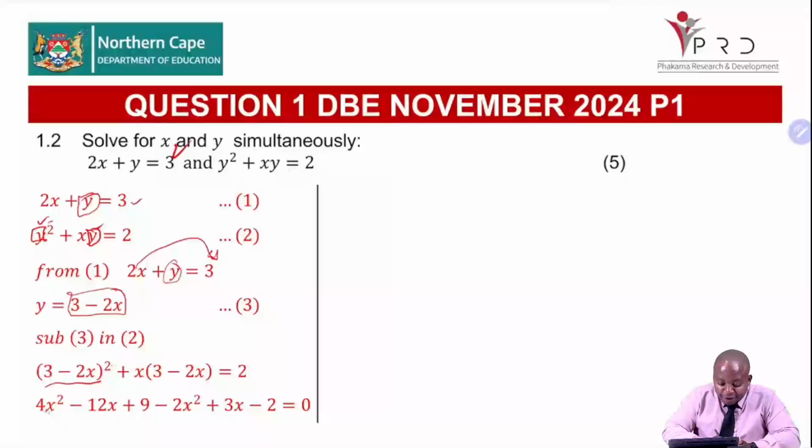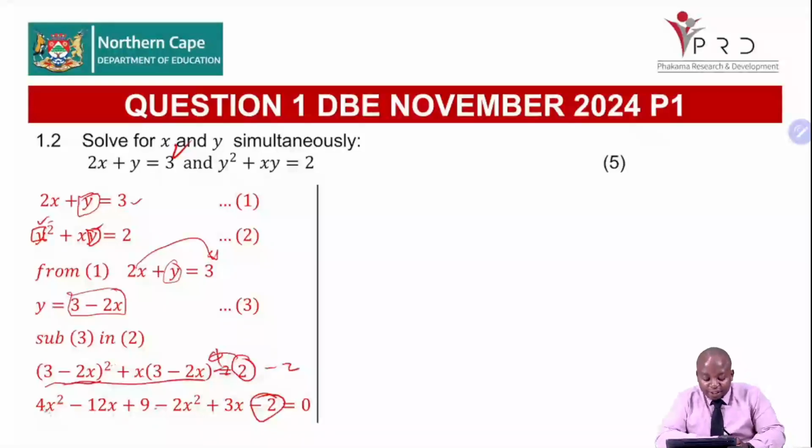I will have 4x squared minus 12x plus 9. When I also solve this one, I will have 2x squared plus 3x minus 2 in that case. So those are the values that I'm going to have from simplifying the left hand side. Then I can now transpose the 2, or apply the additive inverse of 2, to say minus 2 on both sides.